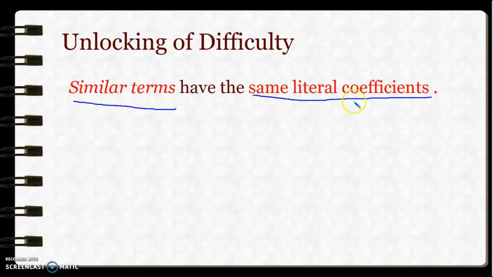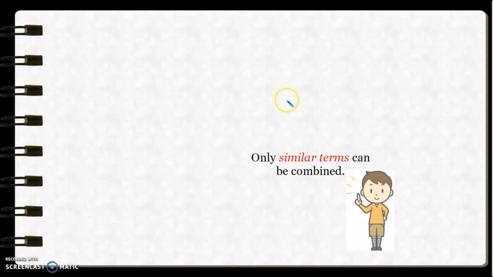If you can still remember, in other video lessons, we already defined literal coefficients. So, dapat clear na this time. Ano yung mga similar terms? Ano yung same literal coefficients? Ano yung mga yon? Okay? Ang tanong, bakit kinakailangang maging familiar tayo sa definition ng similar terms? Simply because we have to remember that only similar terms can be combined. When we say combined in math, we are going to add or subtract.